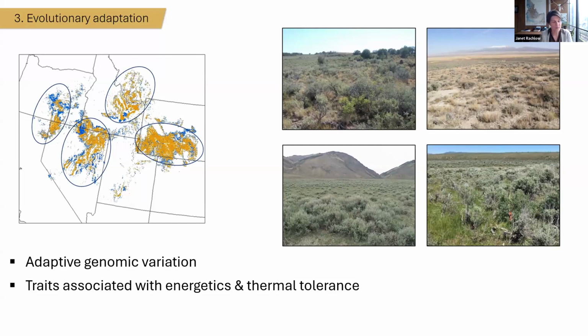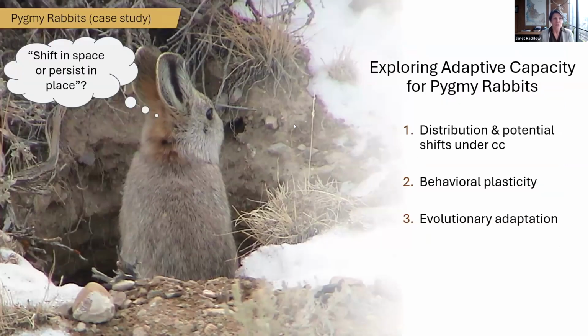So this is something that we are just starting this fall, in collaboration with Lisette Waits and Paul Hohenlohe, and also some folks in Wyoming and Nevada. So we're excited to be able to have the type of data that you guys have for grouse and for ptarmigan. So that's what we know for pygmy rabbits and adaptive capacity. And I think there is a lot of information yet to be learned about this species.